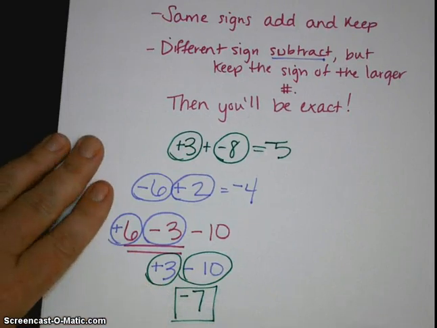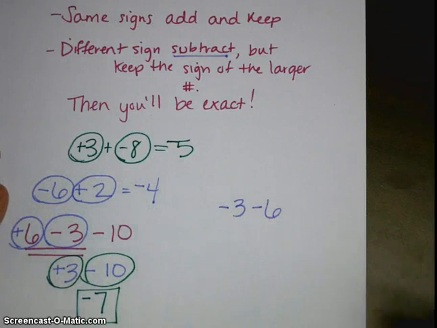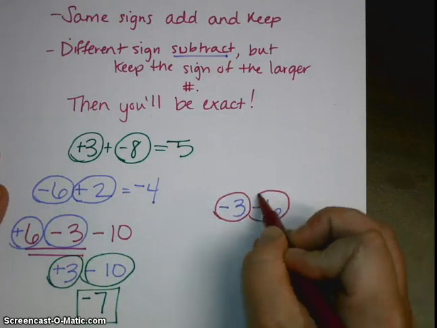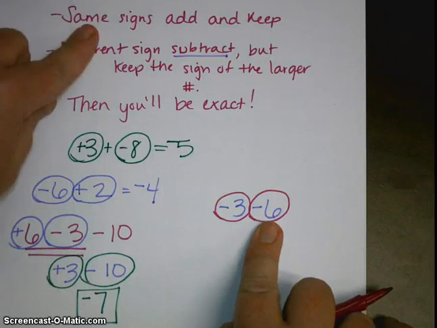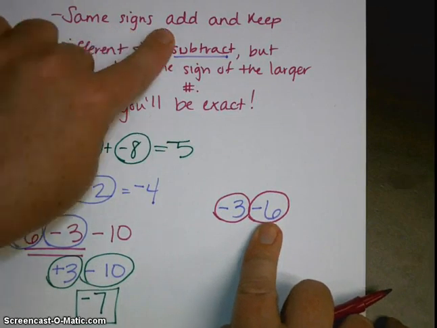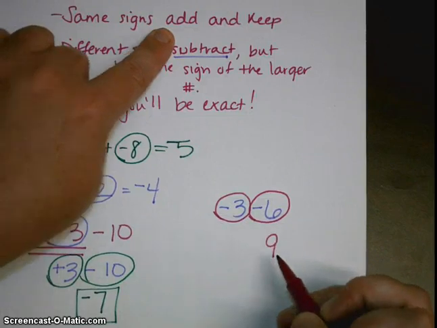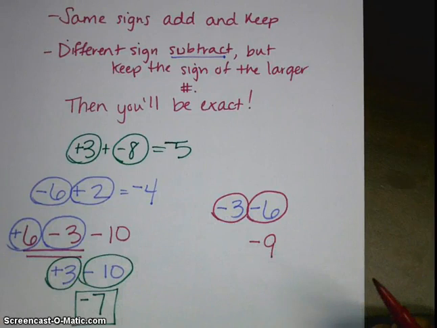Let's look at ones with the same sign. Let's look at negative 3 minus 6. Again, the sign is the sign in front of the number, so I'm going to circle. That's a negative 3 and a negative 6. This time I have the same signs, so I'm going to add the numbers. 3 plus 6 is 9, and keep the sign. The sign is negative, so it stays negative.